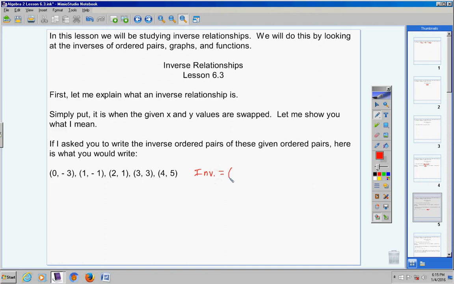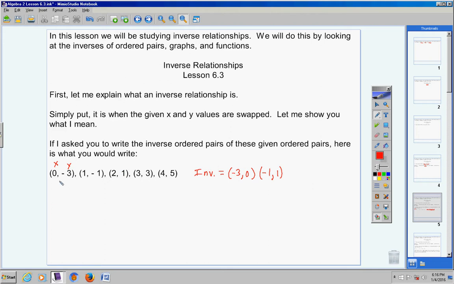And yes, I'm being sarcastic. See these two values, x and y, swap them. So the -3 comes first and the 0 comes second. Next ordered pair, swap them. So the -1 comes first and the 1 comes second.